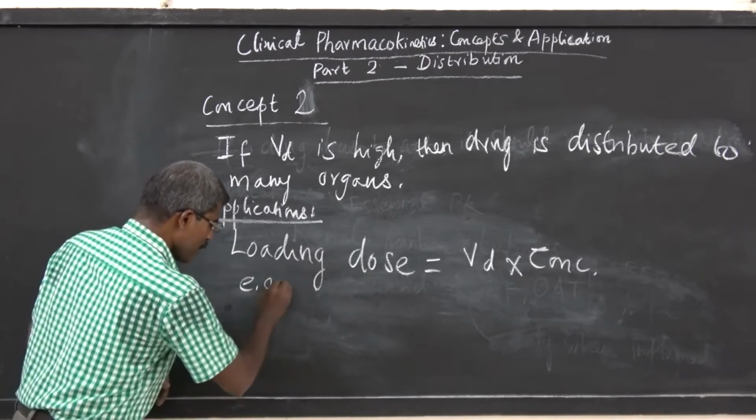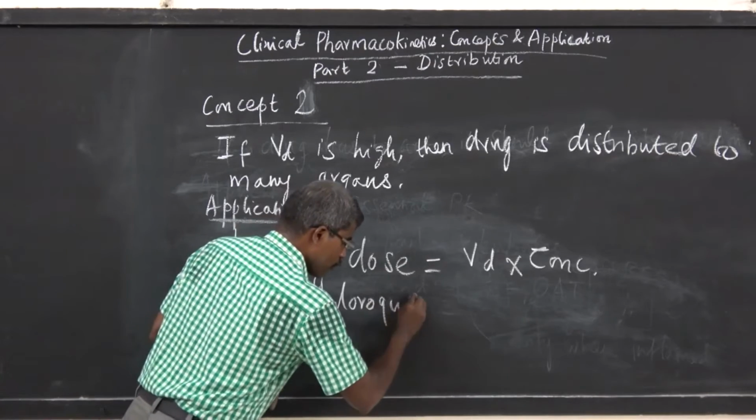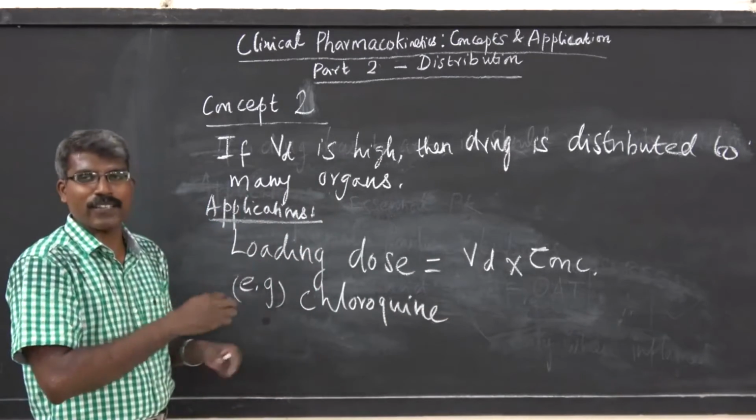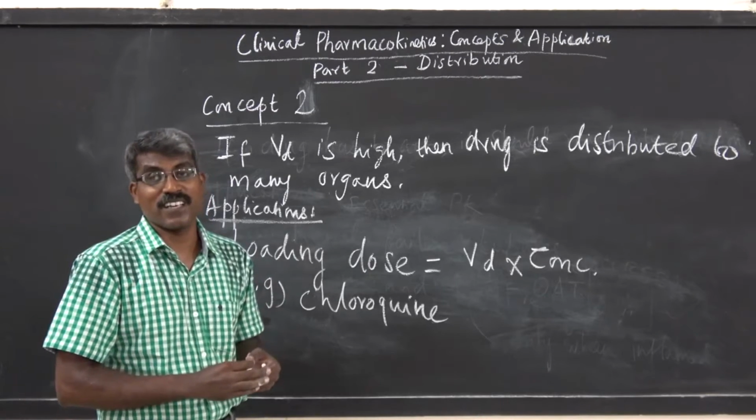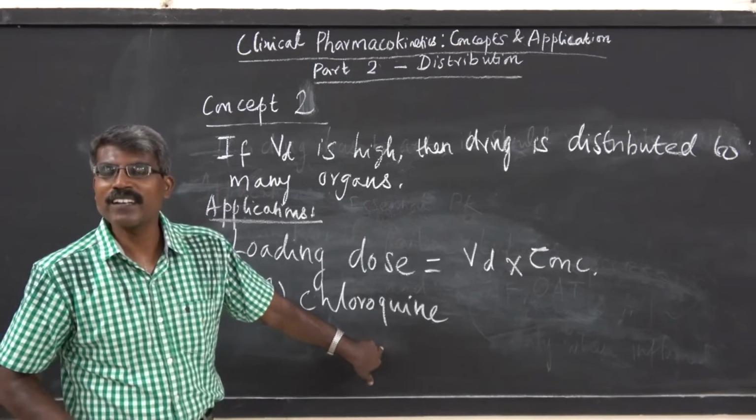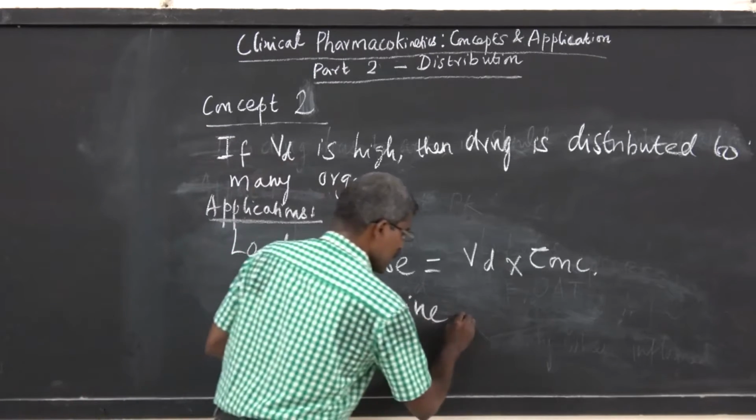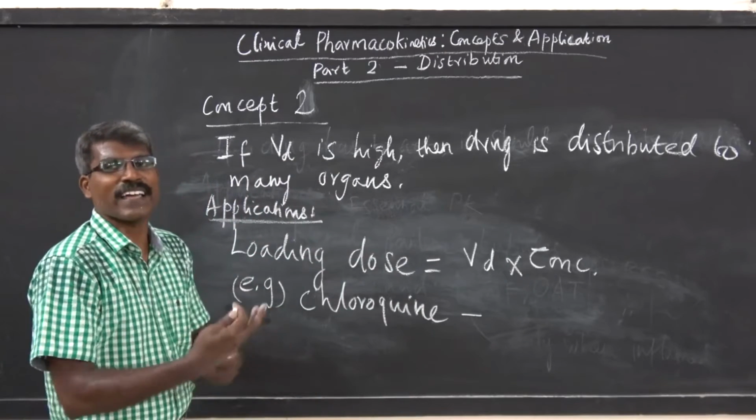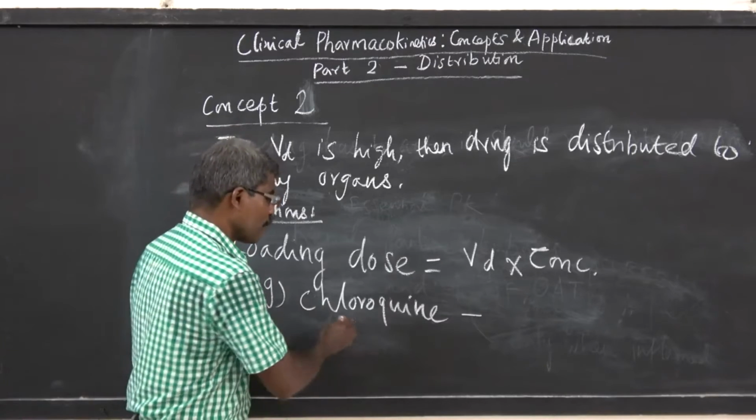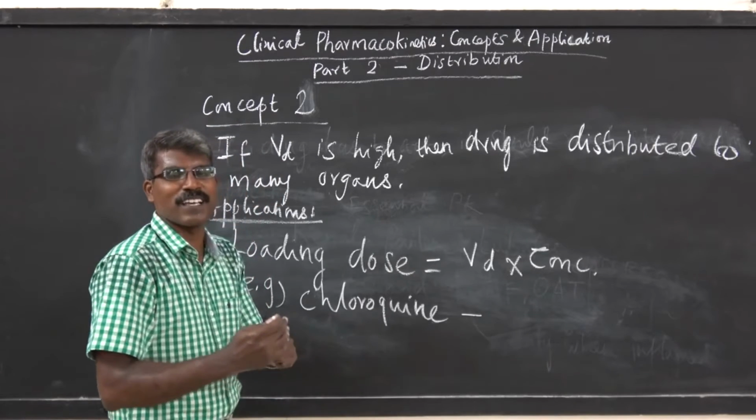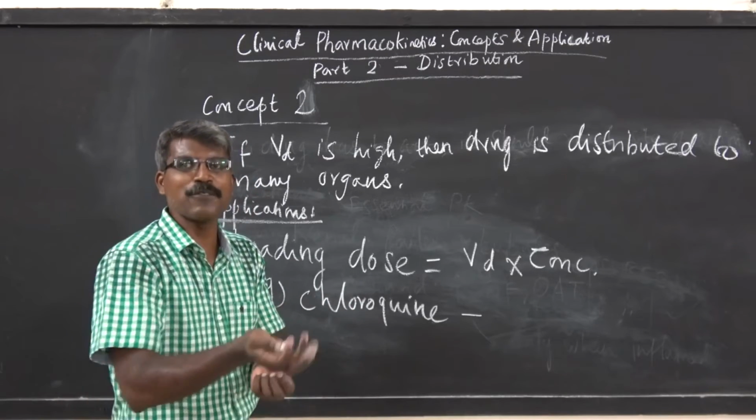A very classical example, as I told, is chloroquine. Chloroquine is one of the drugs with a large volume of distribution. In a 70 kilo man, it is 13,000 liters. Now, how do we give chloroquine when we treat a patient with malaria? We have to start the action fast because malaria patients have a lot of symptoms. We need to act fast, isn't it? So the condition wants the drug action to start, but the drug has a large volume of distribution. How do we give the dose?